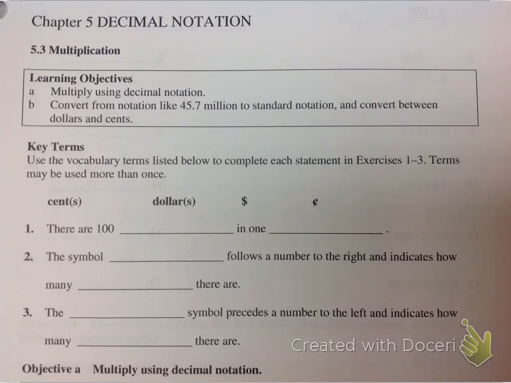In this lesson, we're going to look at multiplying with decimals. One of the applications for decimals is money, dollars and cents. So some of our key terms are going to incorporate some of those. So the first one, there are 100 cents in $1.